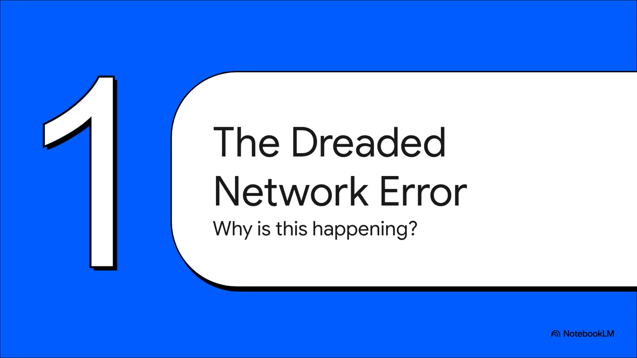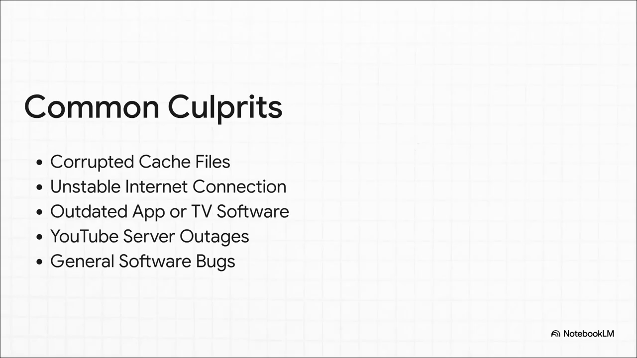All right, so what is actually going on here? Before we start unplugging stuff and pushing random buttons, it really helps to understand why your TV is even showing you this error in the first place. This network error almost always boils down to one of just 5 things. It could be some corrupted temporary files, that's what we call the cache, or maybe your internet connection is just a little unstable. It could also be that the app or the TV software is outdated, a problem on YouTube's end, which does happen, or honestly just a random software bug. So our plan is to check these one by one, starting with the easiest stuff first.